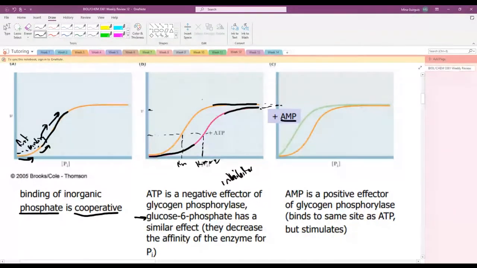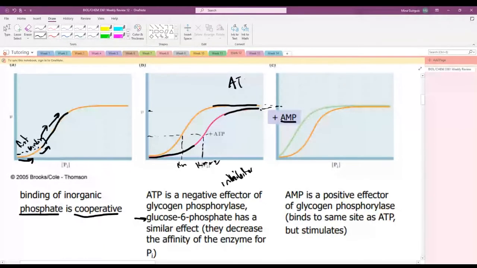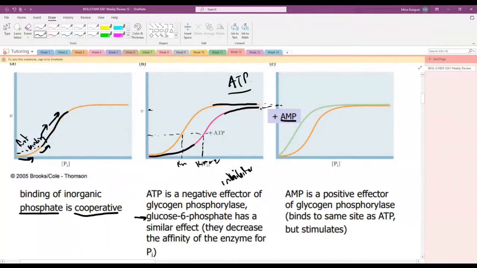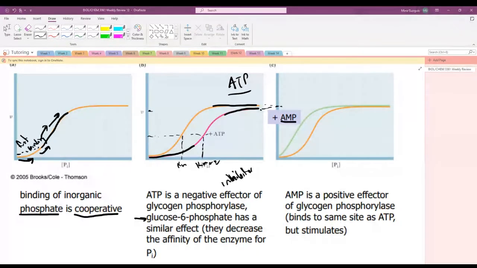So finally, part C of this graph, AMP. So AMP and ATP show very similar reciprocal regulation effects, like we've talked about before. When we talked about glycolysis, AMP was a signal that we don't have a lot of energy. We need to do more glycolysis to get that energy. ATP was the opposite. We have plenty of energy. Shut down glycolysis because we're just wasting the glucose, right? This is the same here.